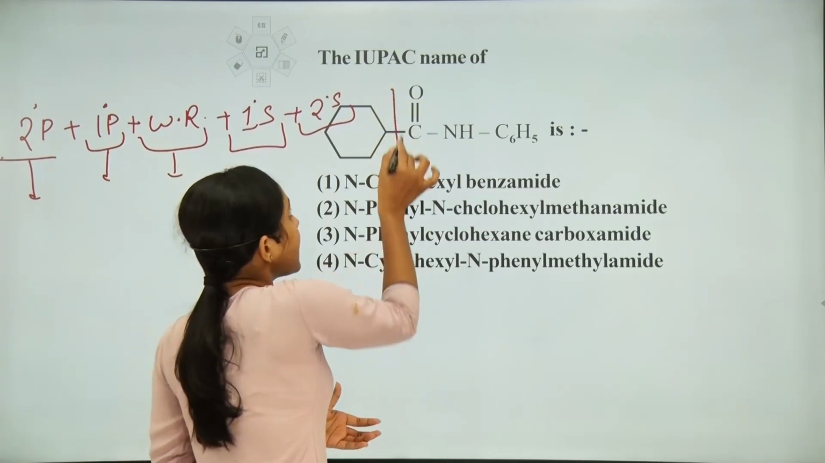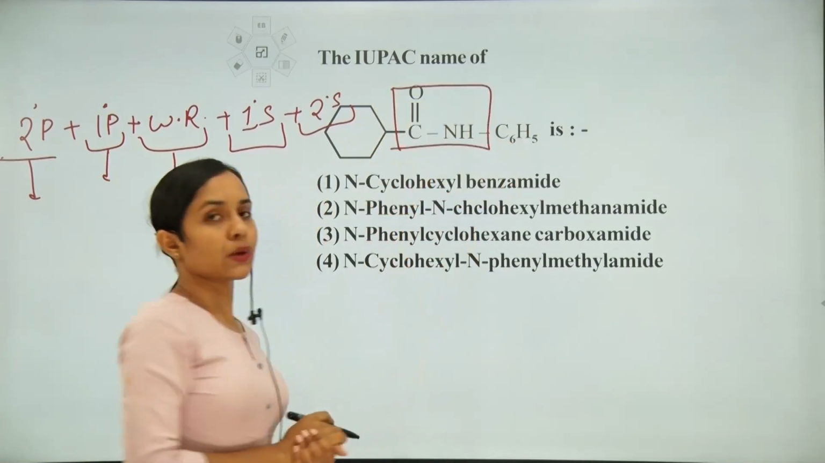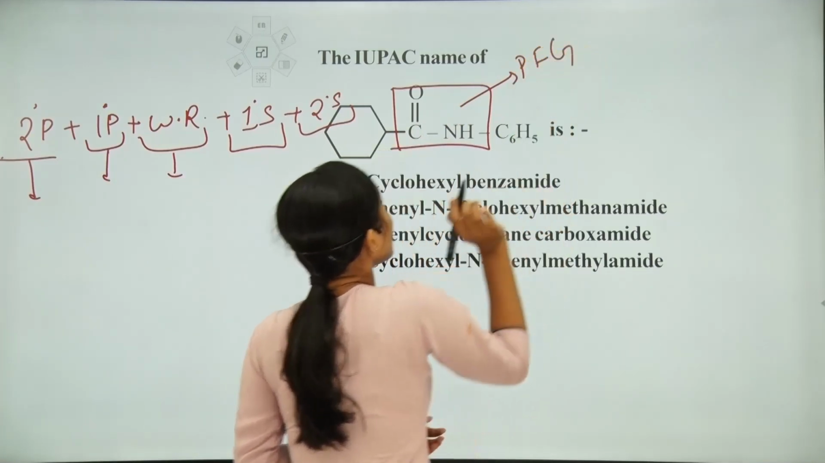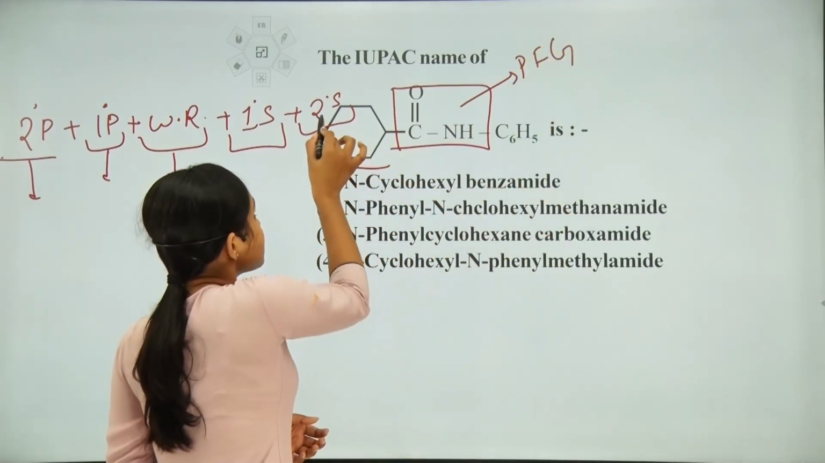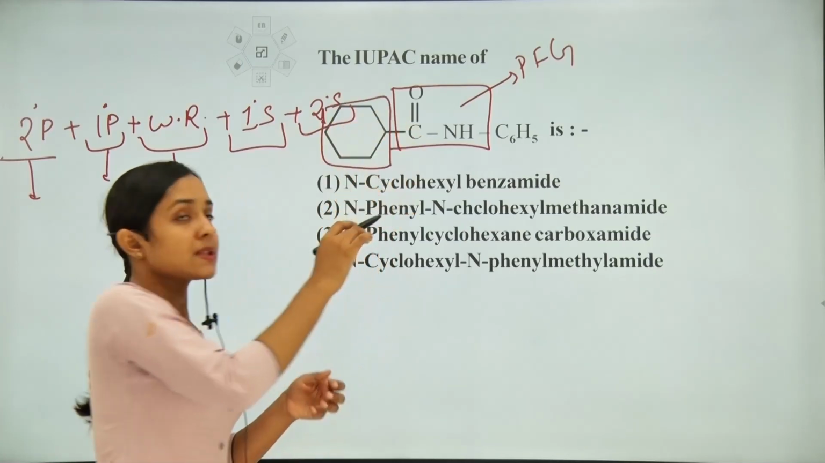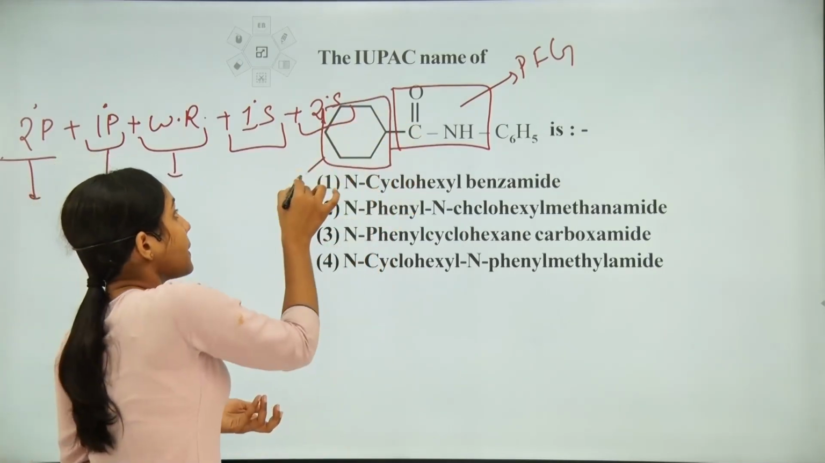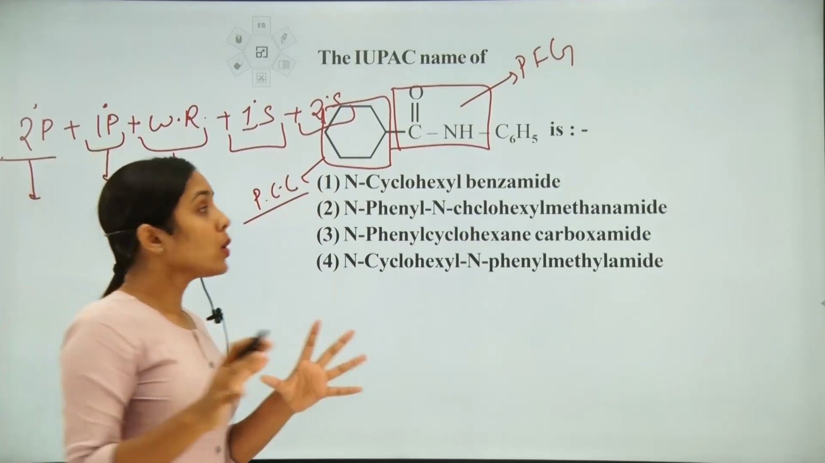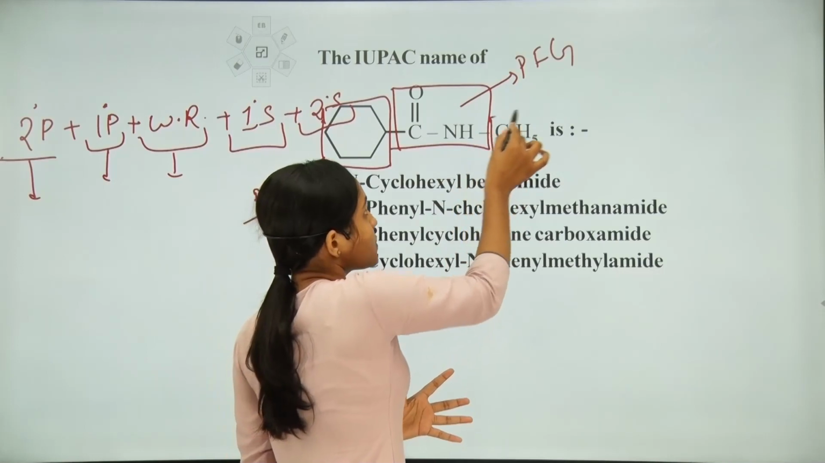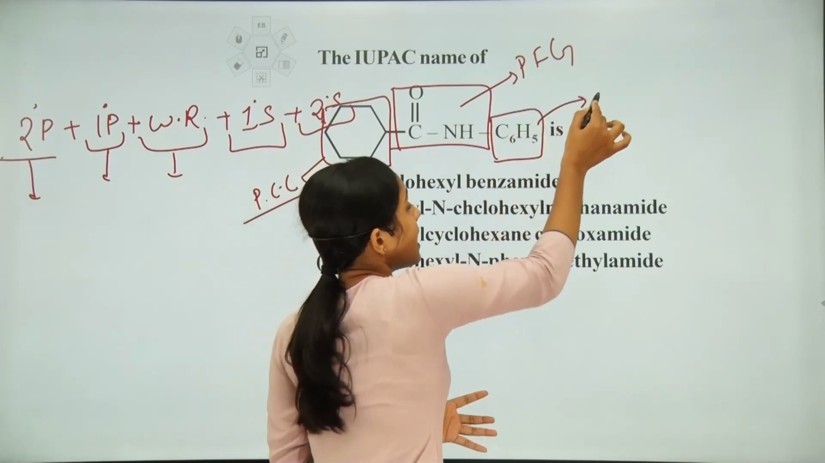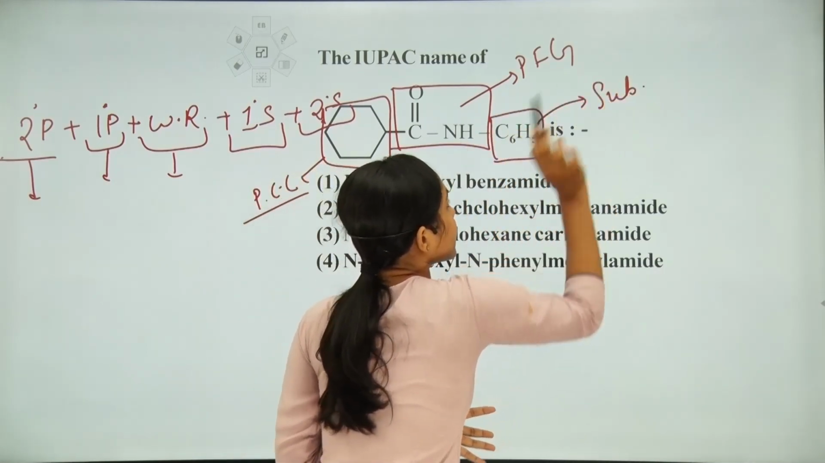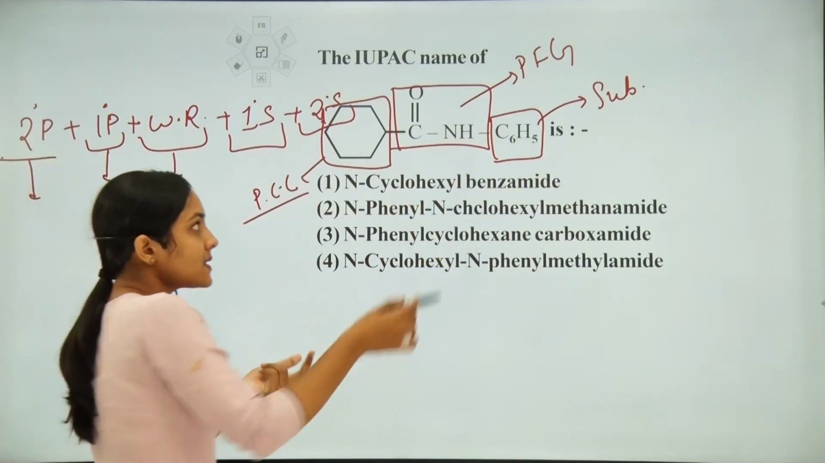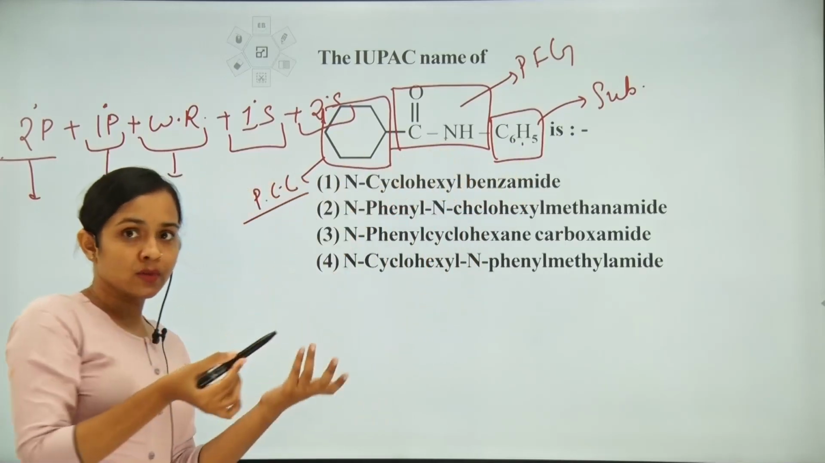So here, amide is the principal functional group, right? So this is our PFG. And this 6-membered cyclic ring, which is attached to the C double bond O group, is our principal carbon chain. Clear? Now, this phenyl ring which is attached to this nitrogen atom is our substituent. Clear? Now, first of all, we have to write the substituent, because this substituent is attached to the nitrogen atom.